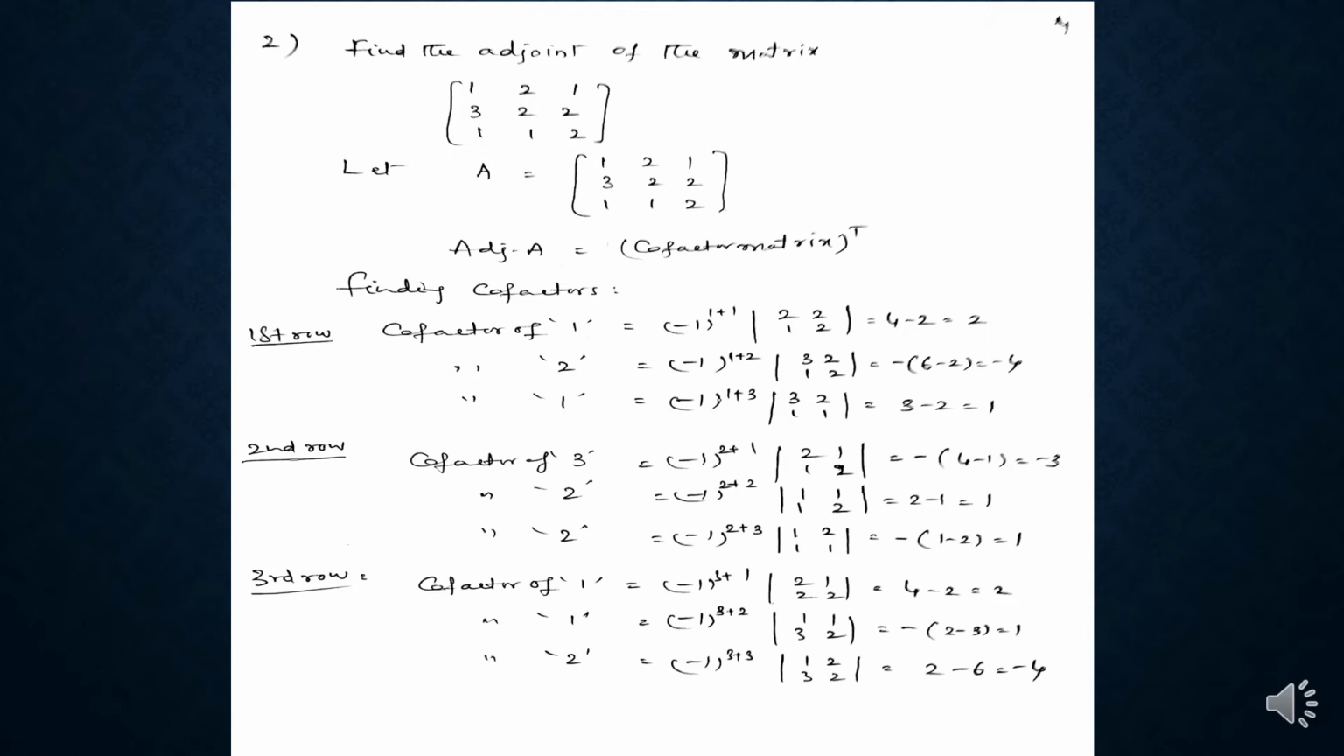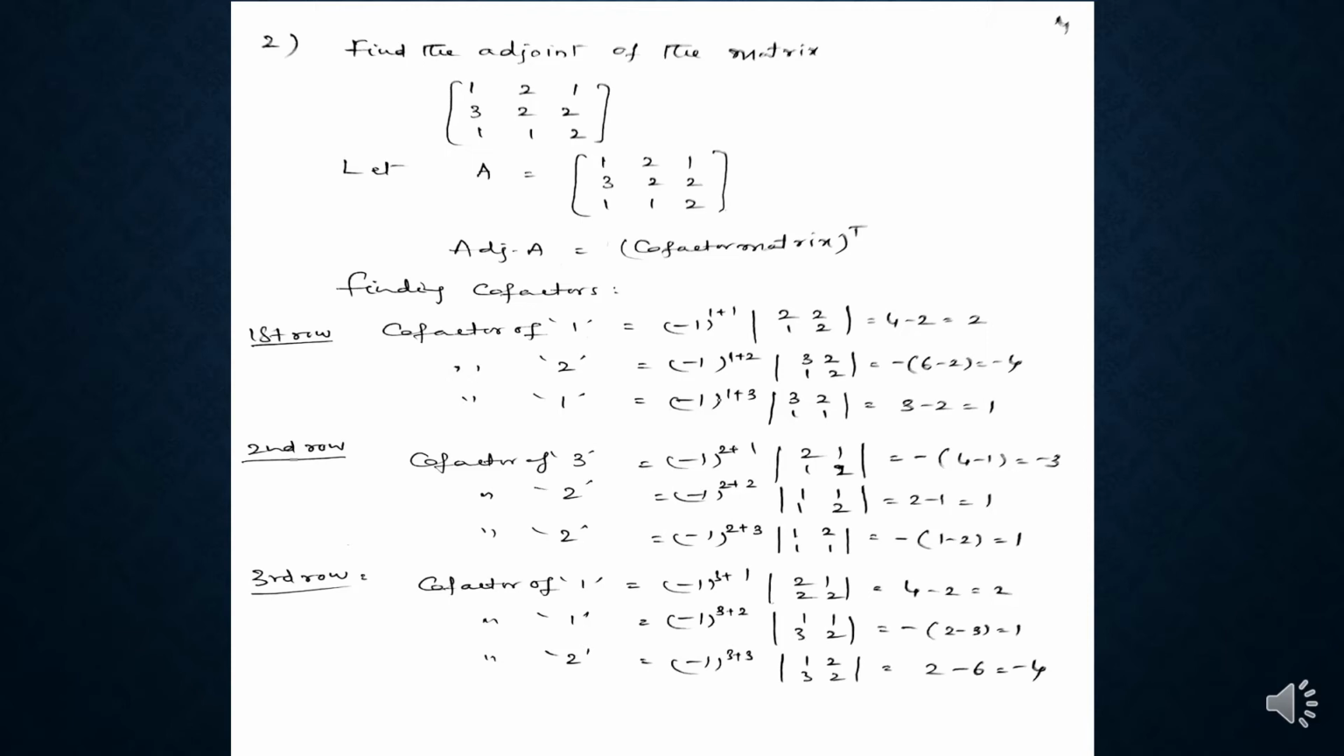So by deleting this column and row we will get the determinant 1 1 1 2, that is 2 minus 1, which is equal to 1. Next, the cofactor of 2 is equal to minus 1 whole to the power of 2 plus 3 into the determinant 1 2 1 1. So that is minus of 1 minus 2, that is equal to 1.